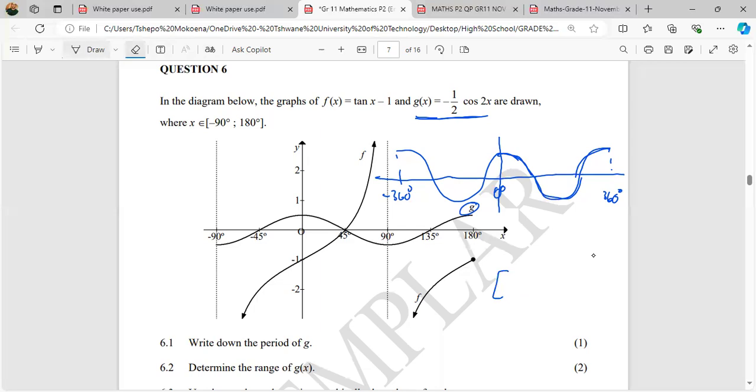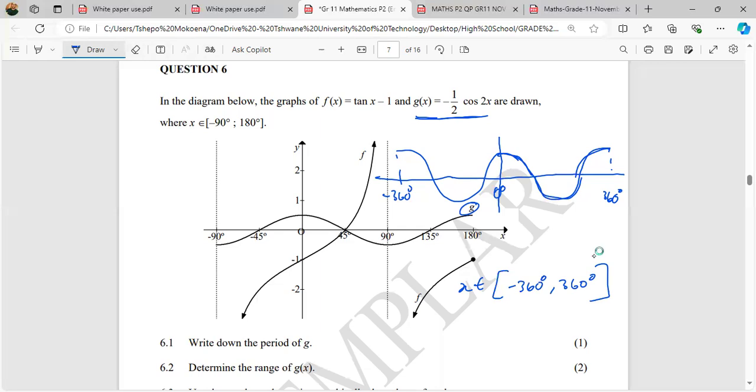Let me do it like this, like how they did it there. When I say x is an element of negative 360 degrees to positive 360 degrees, this is how I sketch this graph within this interval between negative 360 and 360. So when they ask me to determine the period of this graph, remember what did I say to you?